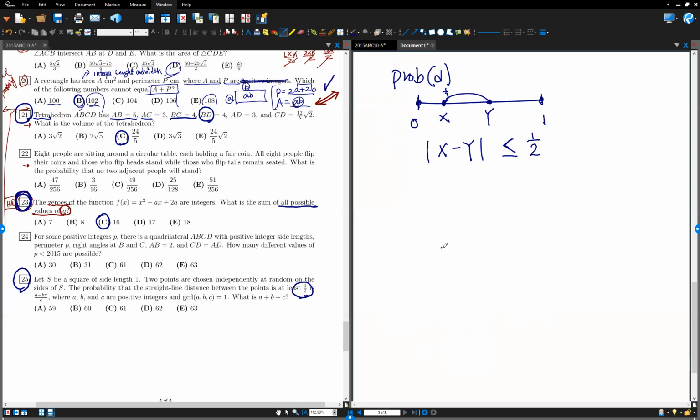Okay, I want to take X over here. X is between 0 and 1, right? X can move from 0 to 1, that's fine. X moves up here. Now Y moves around, also from 0 to 1, right? Y moves up to 1. But they have to satisfy this one. X minus Y, the distance between these 2 points, should be less than or equal to 1/2.